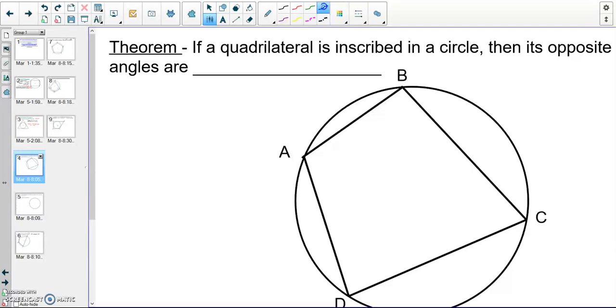In order to do these examples, I'm going to tell you some important relationships that happen when we have inscribed and circumscribed polygons. So first one, if a quadrilateral is inscribed in a circle, then opposite angles are supplementary.